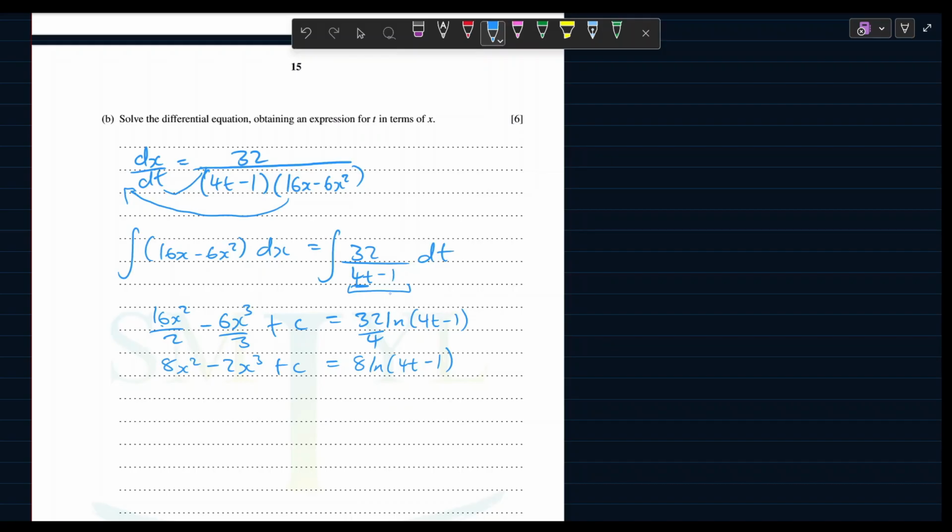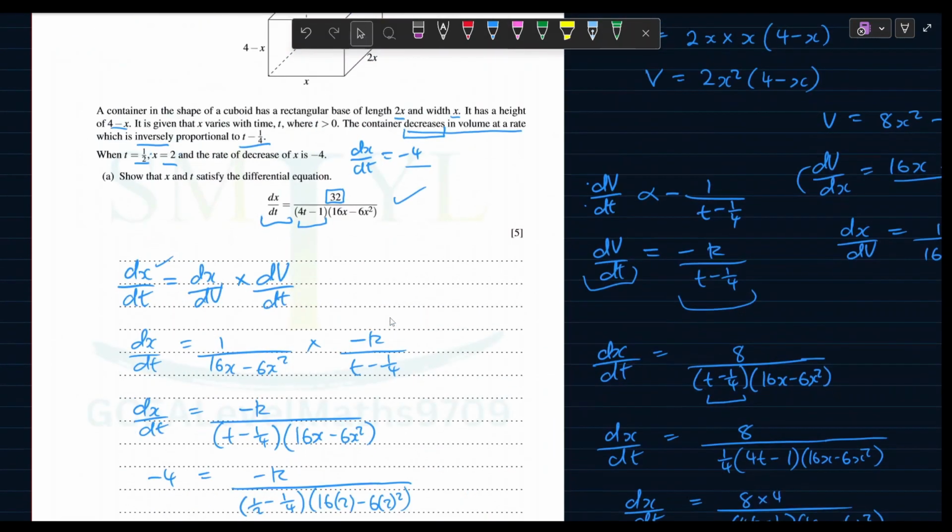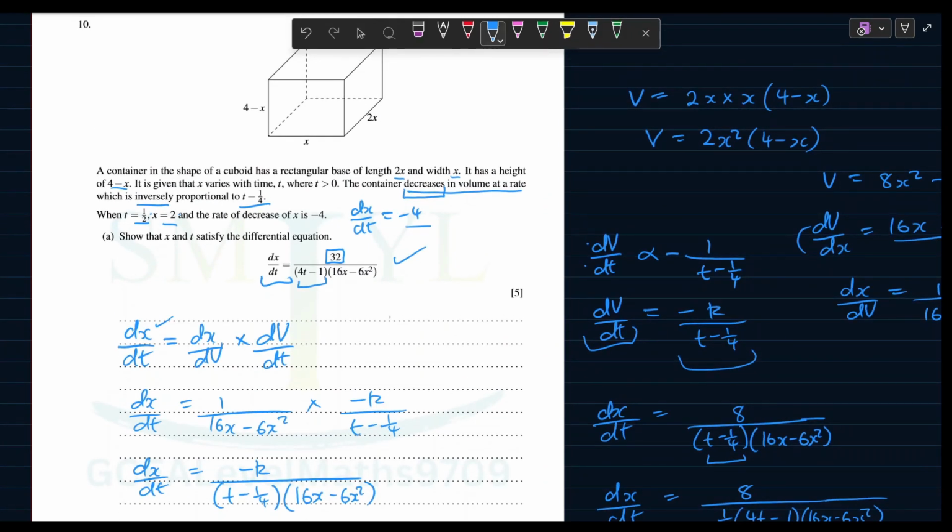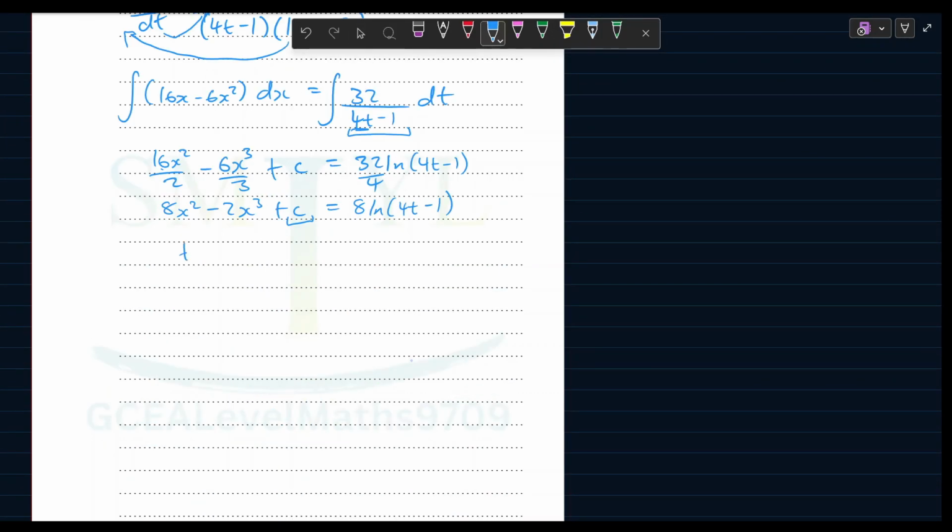And they want the answer in terms of t and x, so we need to evaluate our constant here. We have enough information, I believe. Yes, they told us that when t is half, x is 2. So we can substitute: substitute this x with 2 and then substitute t with half. So it becomes 8 times 2 squared minus 2 times 2 cubed plus c is equal to 8 ln (4 times 1 over 2 minus 1).